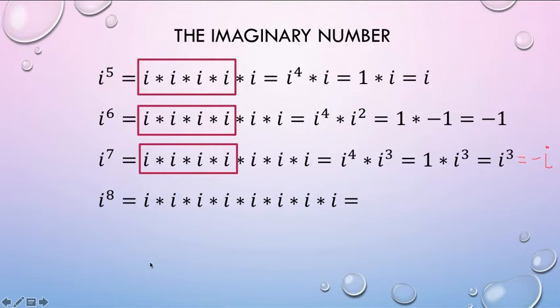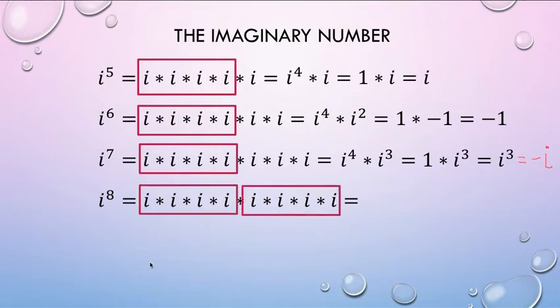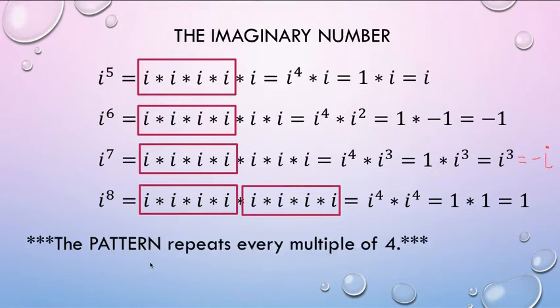And then i to the eighth, we've got 4, and then 4 more. So that's i to the fourth times i to the fourth, which is just 1 times 1, which is 1. So this pattern, i, negative 1, negative i, 1, repeats every multiple of 4.